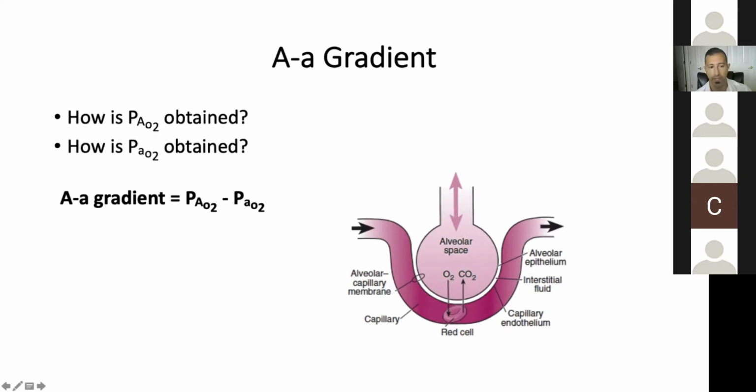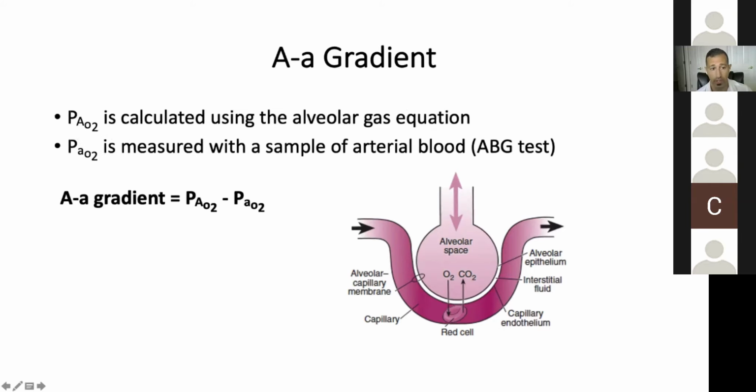How do we obtain big AO2, or how do we know how much oxygen is in the lungs? How do we obtain little AO2, how do we know how much oxygen is in the arteries? Well, big AO2, the alveolar oxygen content, is calculated using the alveolar gas equation. And little AO2 is measured by sampling arterial blood.